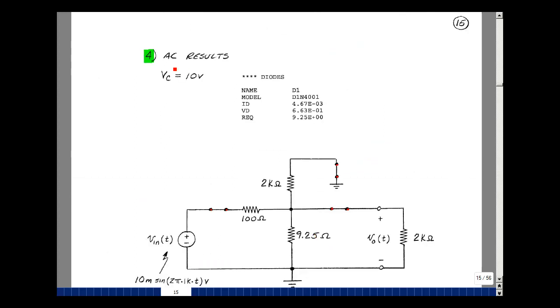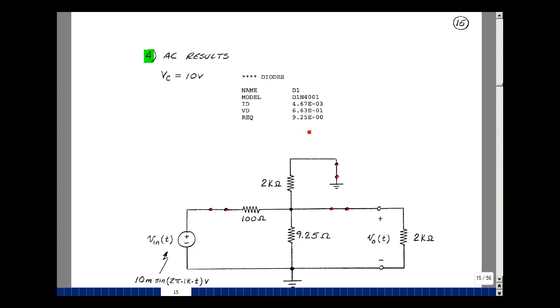Run the program again now with the voltage V sub C equal to 10 volts. Have a new output file, and again grab the parameters from the operating point that said now that this diode was sitting at 0.663 volts and a current of 4.67 milliamps, and then it calculated the effective resistance using the slopes actually of 9.25 ohms.